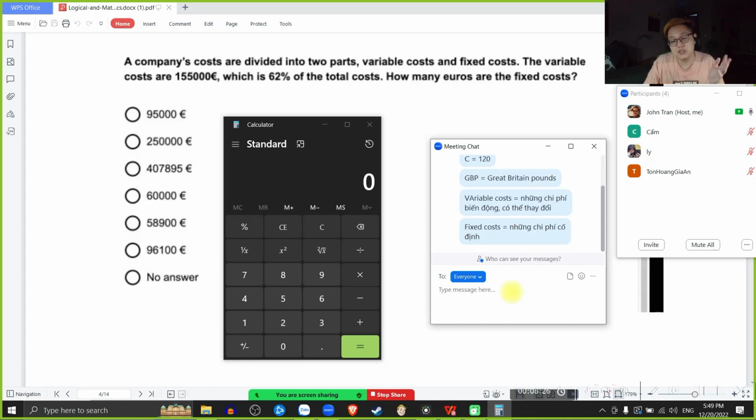Fixed cost means it doesn't change. The variable costs are 155,000 euro, which is 62% of the total cost.